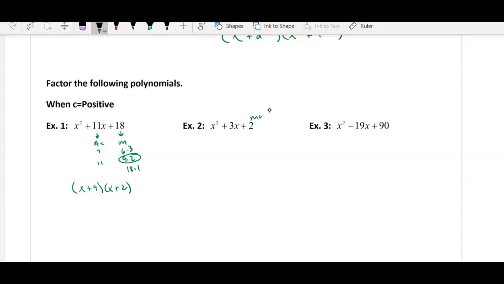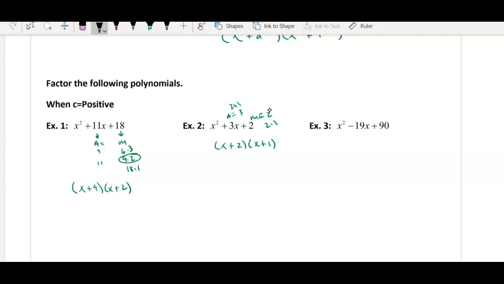So what numbers multiply to give me 2 and add up to give me 3? Well, this would be x plus 2 times x plus 1. There's only one set of factors for 2, so that makes it easy. 2 times 1 will give you 2, and 2 plus 1 will give you 3. So we factor it as x plus 1 times x plus 2.